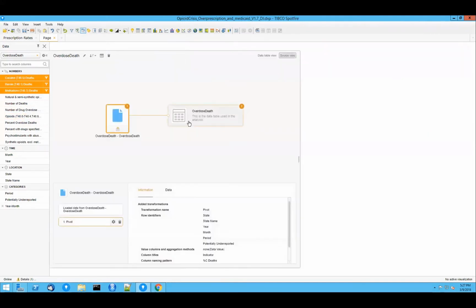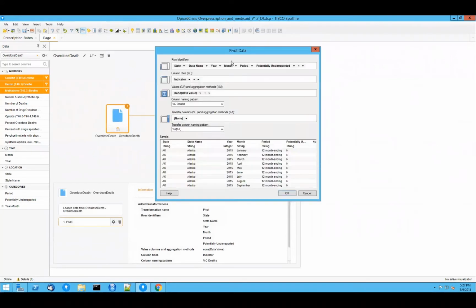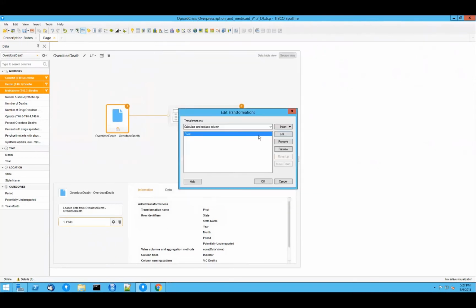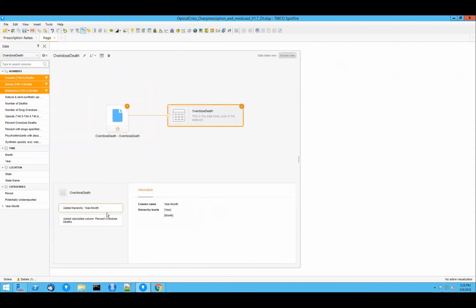So going back to the source view, I can edit this transform right from the easy access menu, and this just provides you a detailed look at it. There's also the right click way of doing it. Once we got that, I added a hierarchy, I added a calculated column. You can see that Spotfire is really nice around preserving all of these recipe transformations for me.